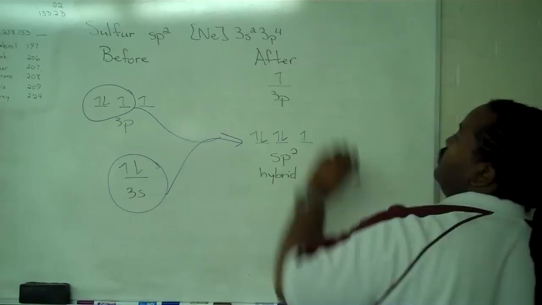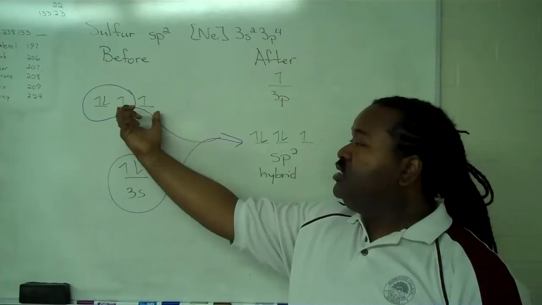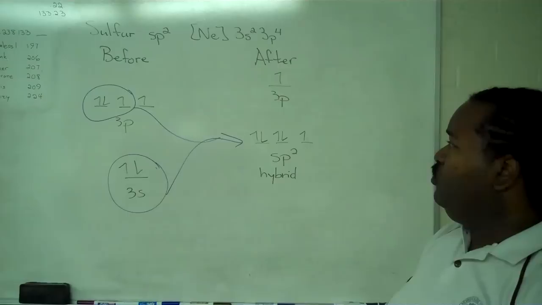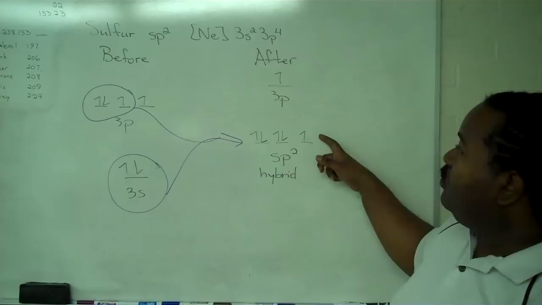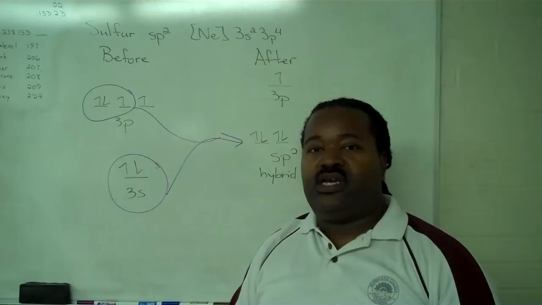Now, it is completely possible to have selected these two for our 3p. And that would have left us with two orbitals here that are available for bonding instead of one here and one here. But the point of hybridization is to select orbitals in a way that allows you to have as much flexibility in your bonding scheme as possible.